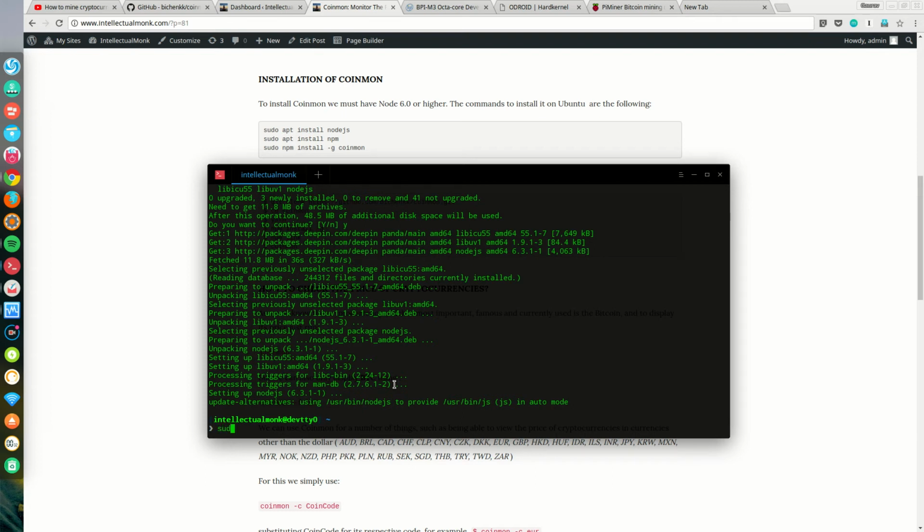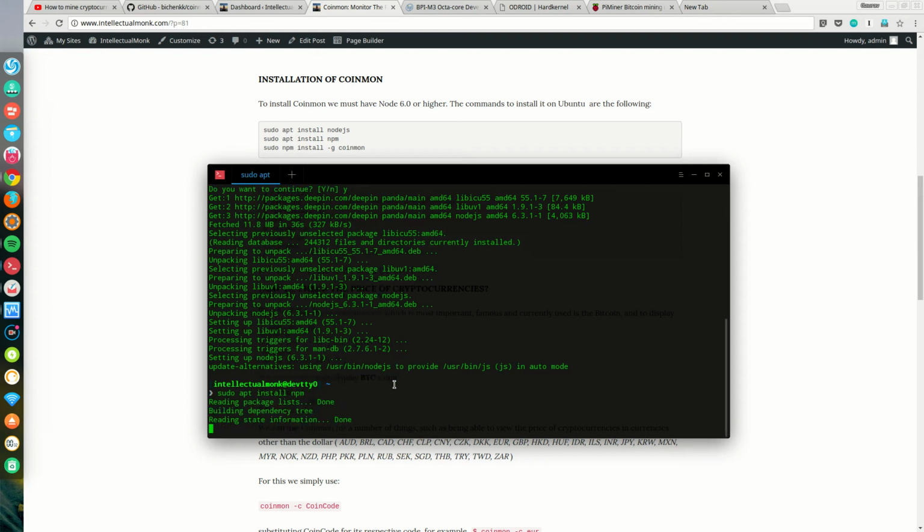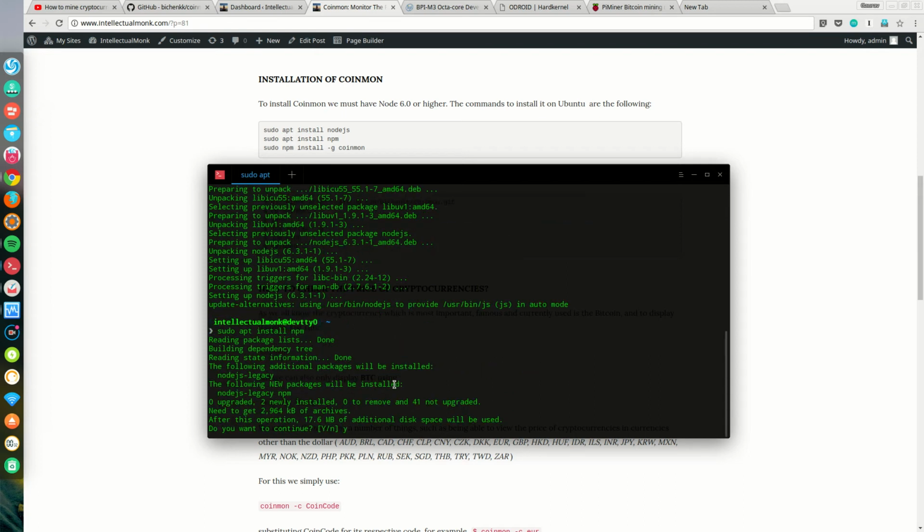Then the next command is sudo apt install npm.